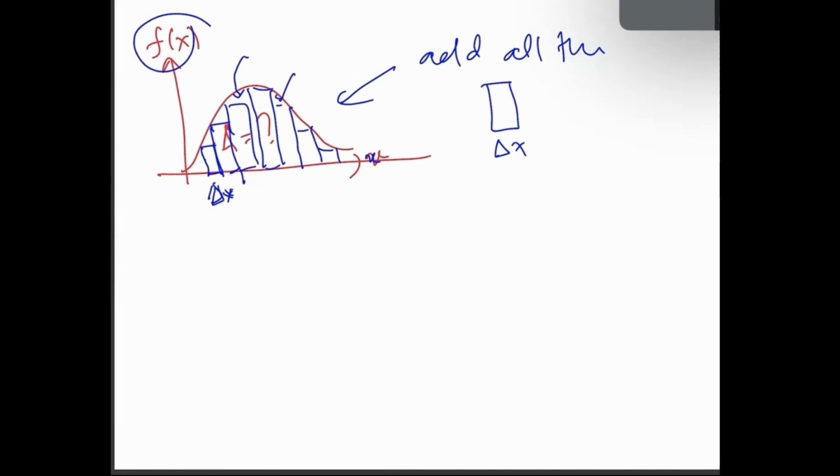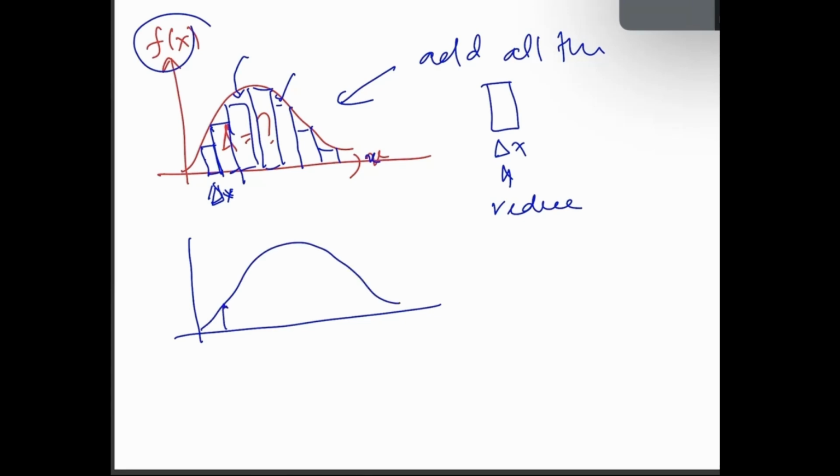How to make it better? We can reduce the size of delta x. Reduce the size, this one. So maybe you can use it like this, a smaller one. So we add all the rectangles, and it will become the total area under the curve. However, there is still a space there. So how to make it more accurate?